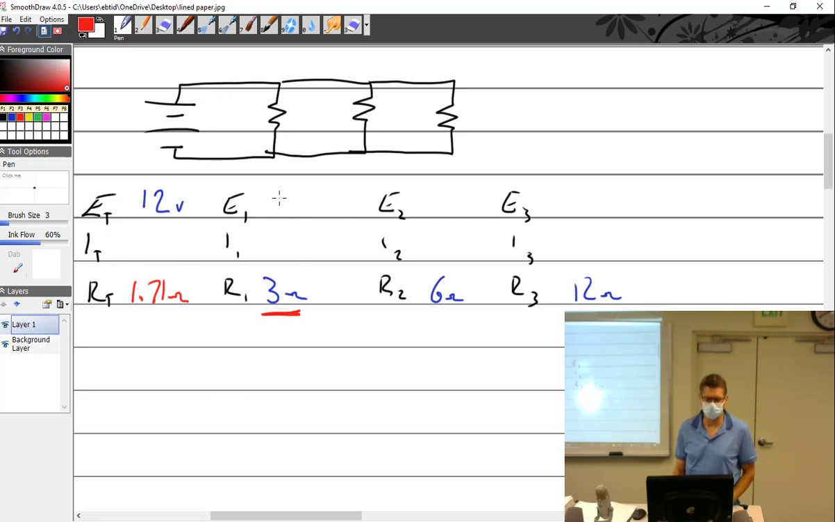All right, so we got 12 volts, 12 volts, 12 volts. Just use Ohm's law to fill in the rest. 12 divided by 12 is 1. E, I, and R. So I want I, so it's E over R. 12 divided by 1.714 is? 7.001. Well, it's close to 7 amps. 12 divided by 3 is 4 amps. 2 amps and 1 amp.